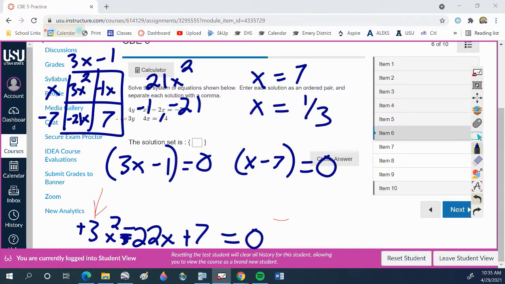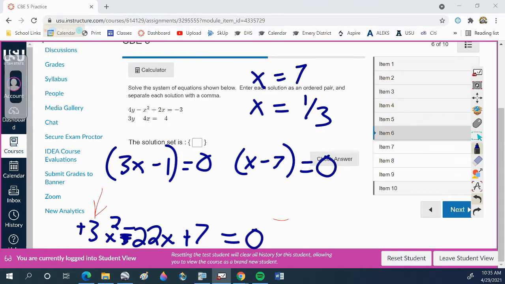Are we done? No. What are we looking for? I'm looking for the solutions to this nonlinear system. What have I just found? I found the two x values of the two solutions. So I need to plug those back into the equation to figure out what the y values are. So I'm going to plug them in here.